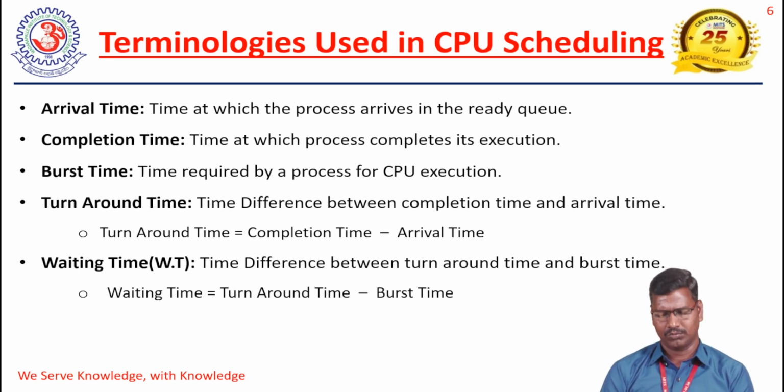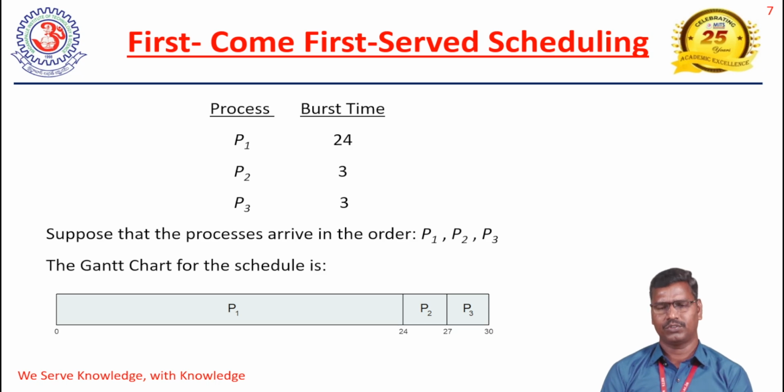Okay, what is meant by arrival time, what is meant by completion time, what is meant by burst time, what is meant by turnaround time, and next one is the waiting time. Okay, now we have to go for first CPU scheduling, first come first served scheduling.